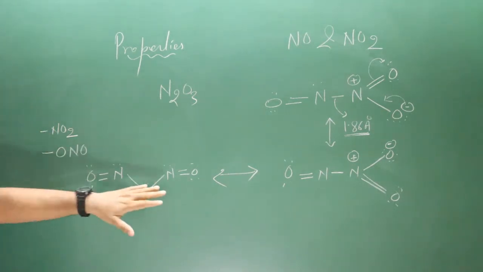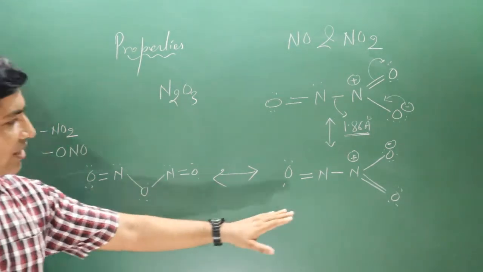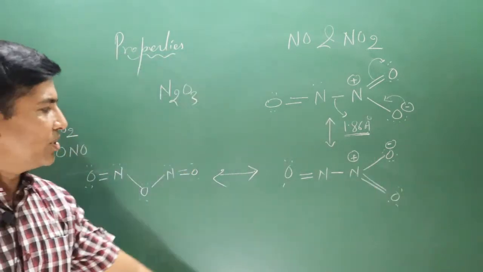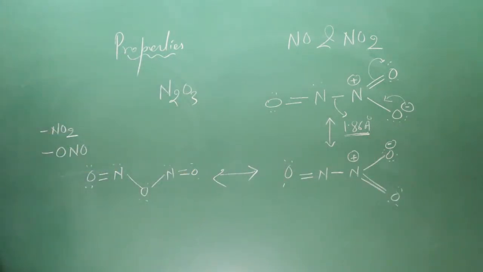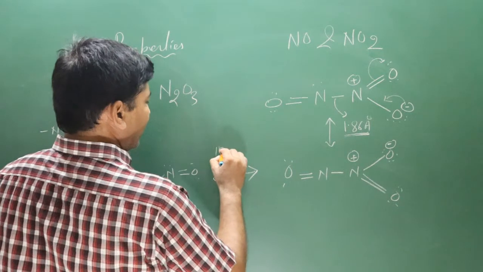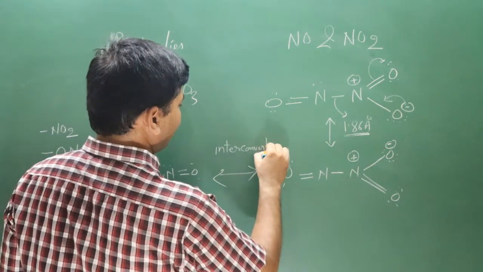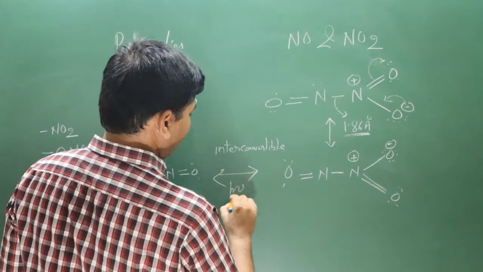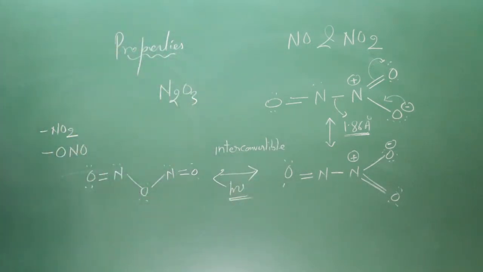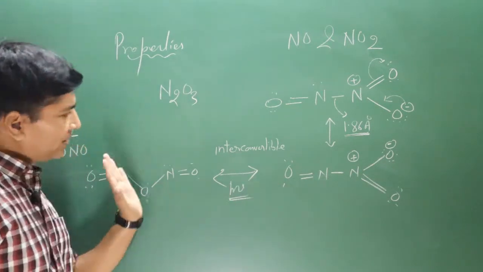So we have ONO and we have NO2. This is nitro and this is nitrite. Both structures are interconvertible, even in the presence of sunlight. At room temperature they can convert. This form can convert into this form and it can go back.